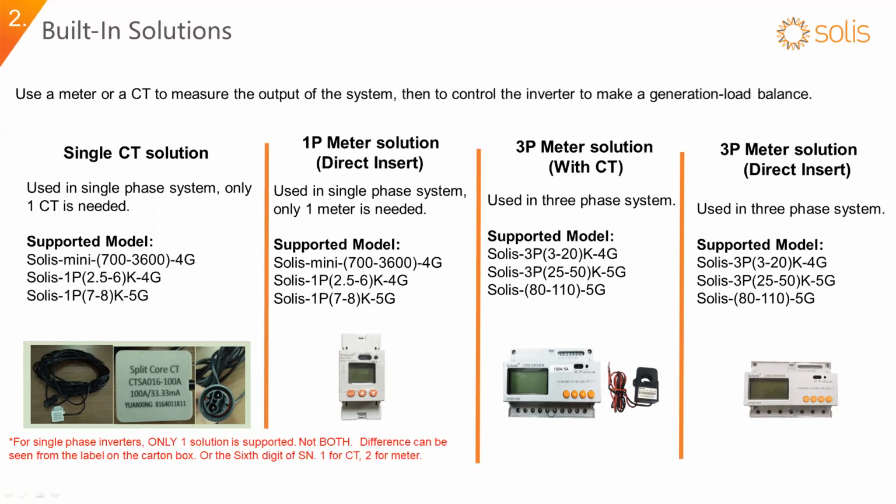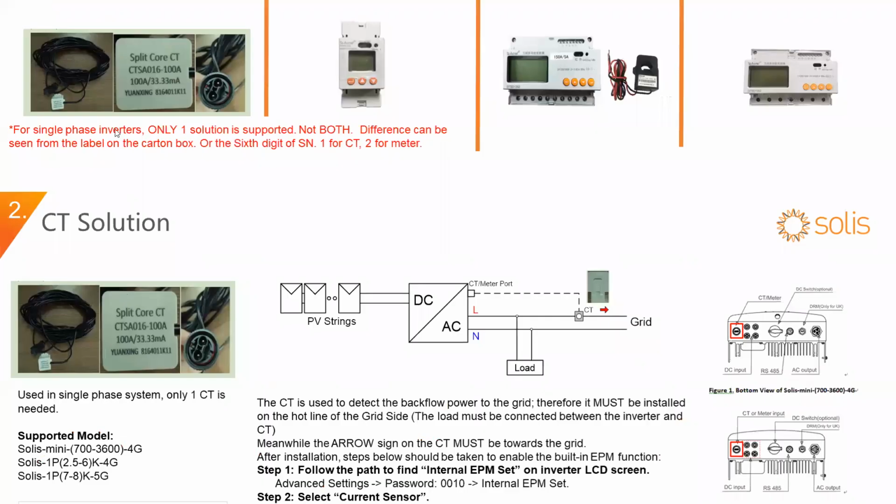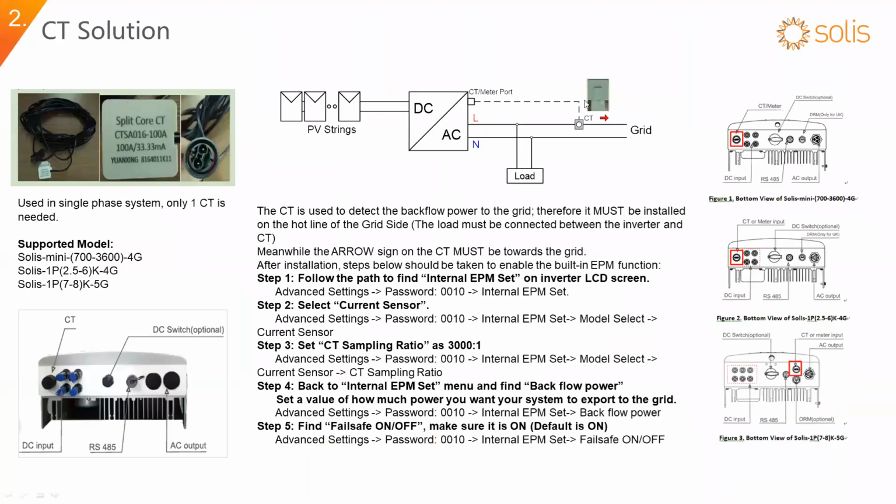And then we will talk about details about the single CT solution. The CT you can see here is a single CT that can be used to connect to the grid connection point of the system. And then the inverter will acquire the necessary information from the CT, do the calculation internally, and then control its own output to balance with the load consumption.